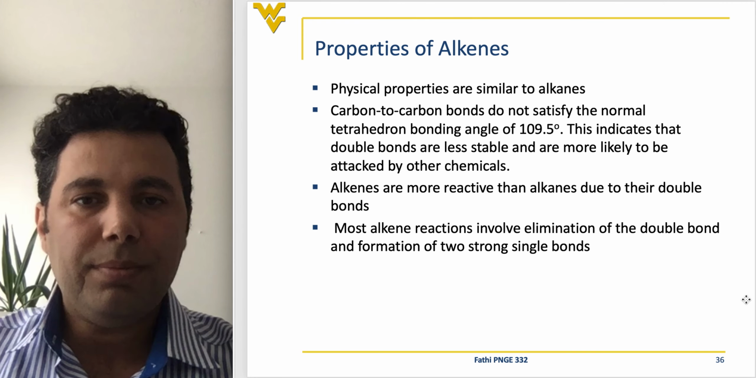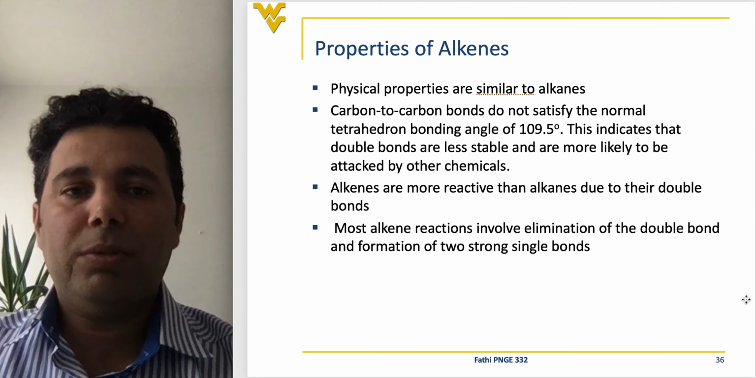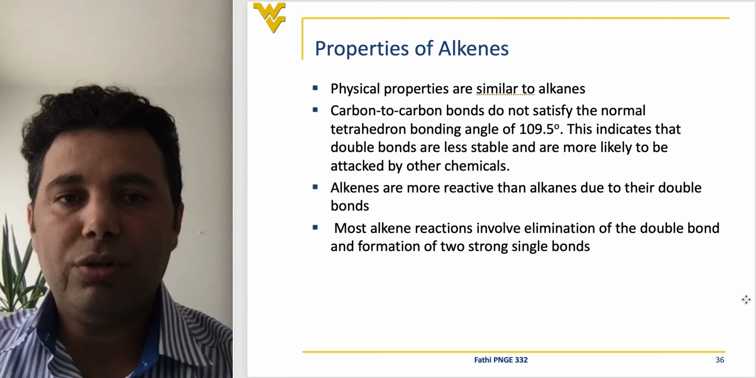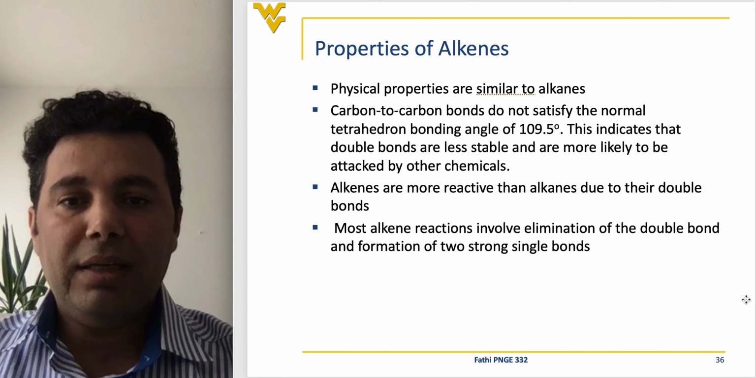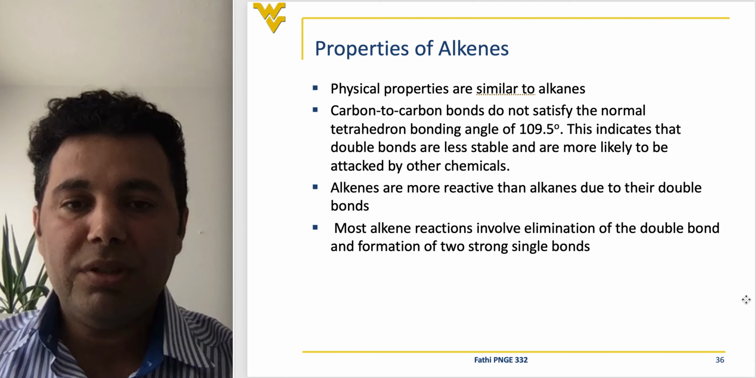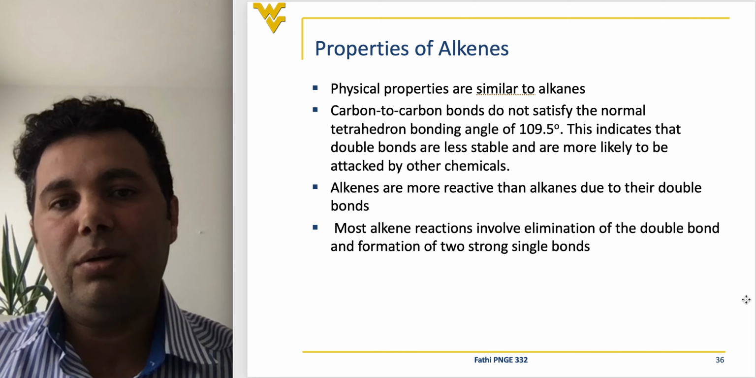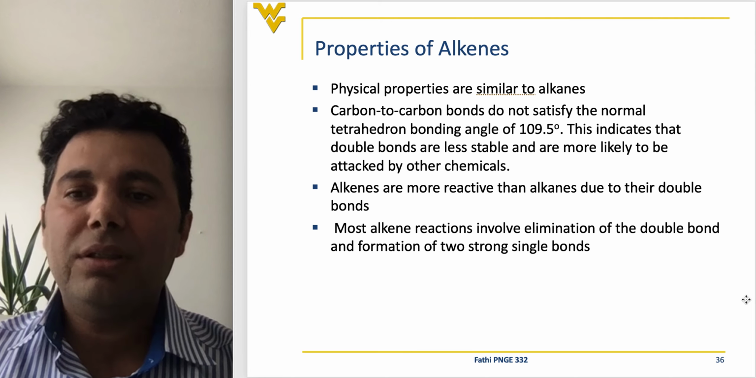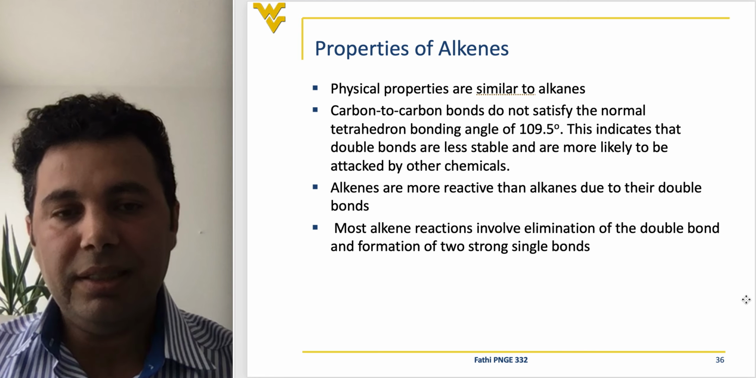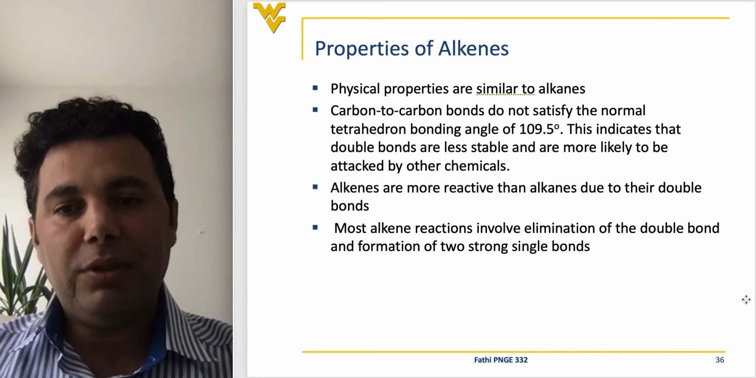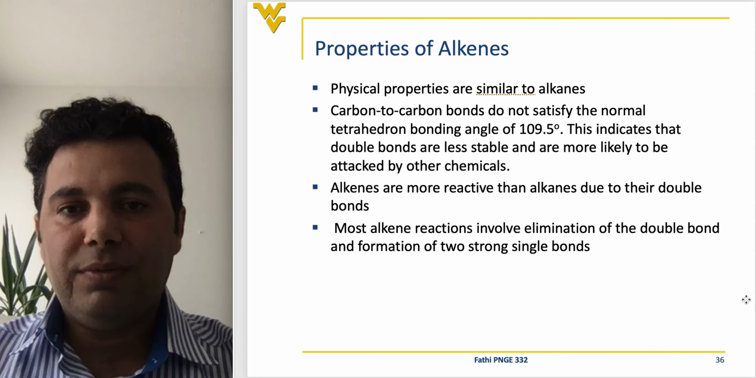Okay. So alkenes' physical properties are very similar to alkanes. However, these structures are more reactive, okay, because of the presence of the double bond. And the reaction becomes the elimination of the double bond and converting to the single bond. Okay, so alkenes, when they go to the reaction, they will first lose their double bonds and they become alkanes. And then if there are branches, then the second reaction will be elimination of the branches.